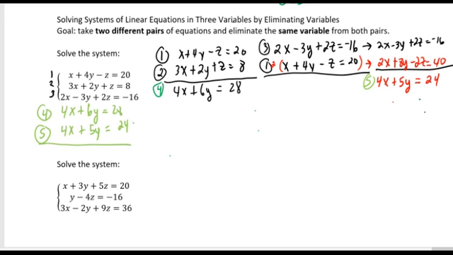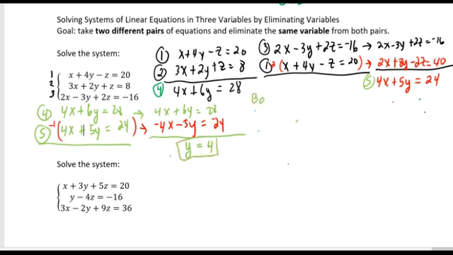So I can choose a variable to eliminate, and I'm going to eliminate the x's here. So I'm going to multiply the fifth equation by negative 1. So I get negative 4x minus 5y is equal to negative 24. And I'm just going to keep the first equation the same. So 4x plus 6y is equal to 28. So 4x minus 4x is 0. 6y minus 5y is y. 28 minus 24 is 4.